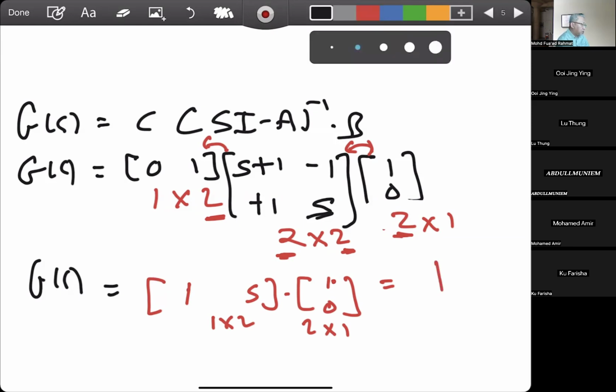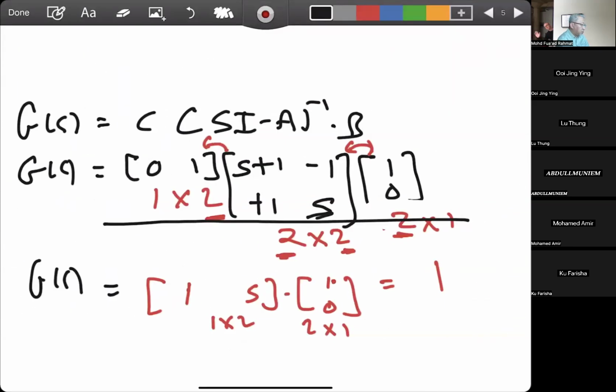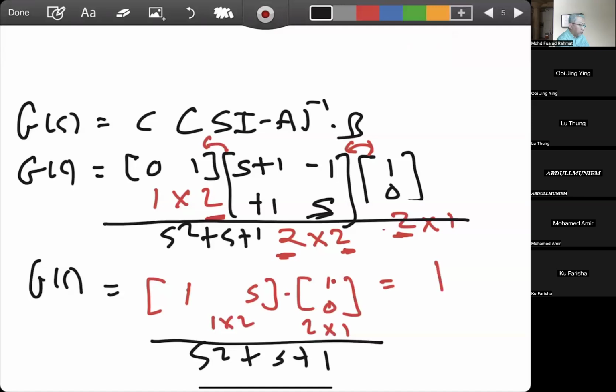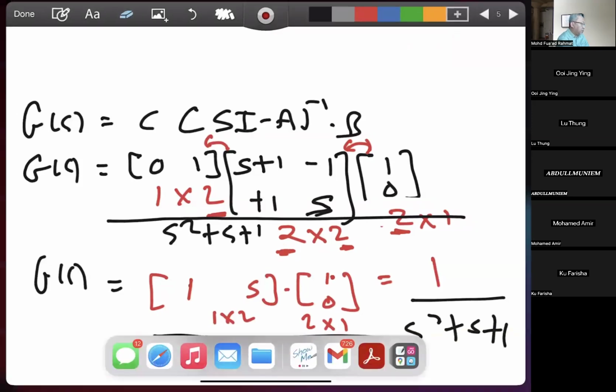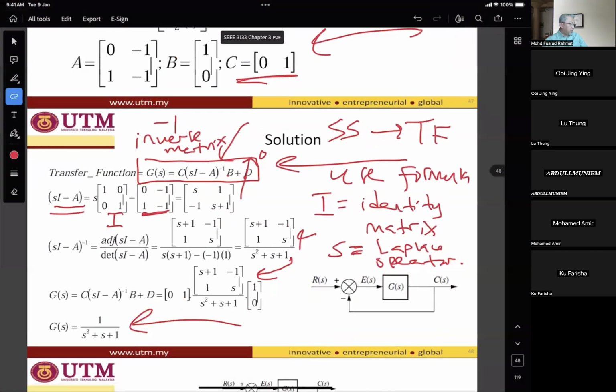But this one, you have the denominator. The denominator is s squared plus s plus 1. Okay, so therefore you get this one, the derivation.